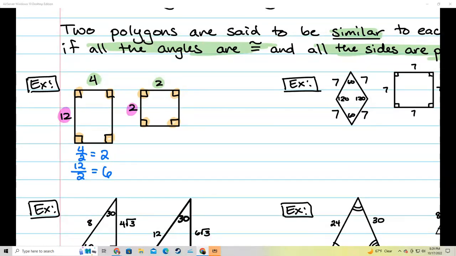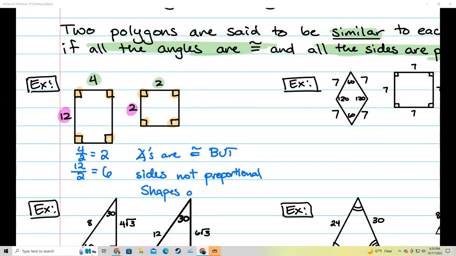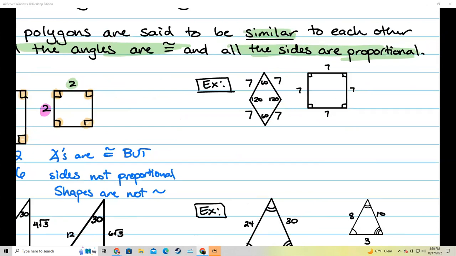So let's see, what am I going to jot down? I'm going to jot down that the angles are congruent, but sides not proportional. And since the sides are not proportional, then I'm going to say that the shapes are not similar. Similar is going to be denoted with that squiggly line that I just drew right there. So I proved that these are not similar because the proportions were not matching up. Let's take a look at the next one.